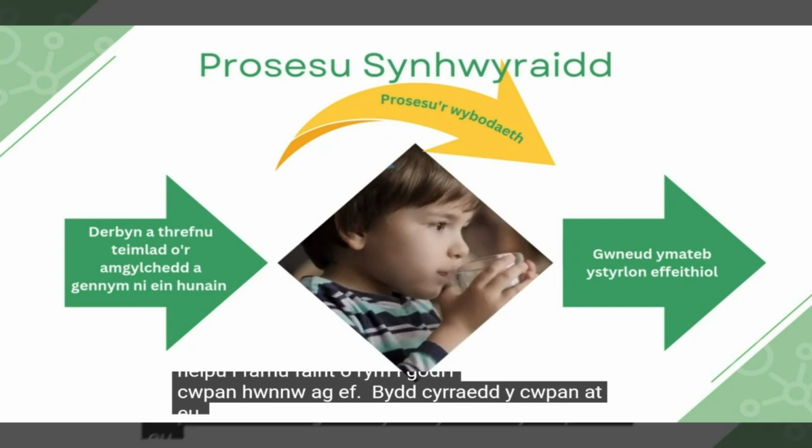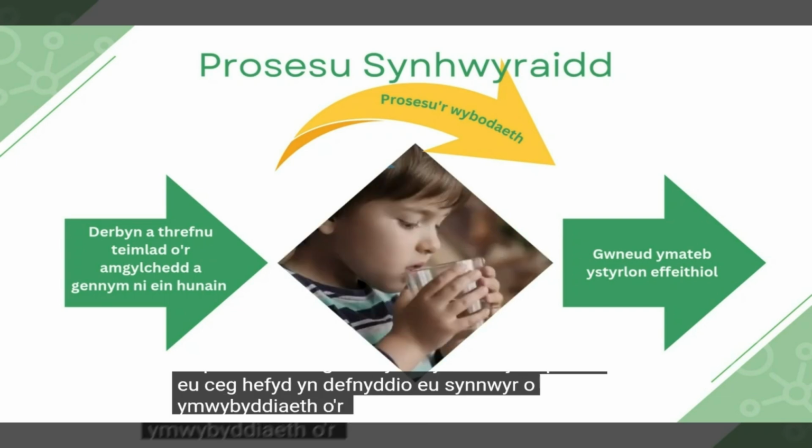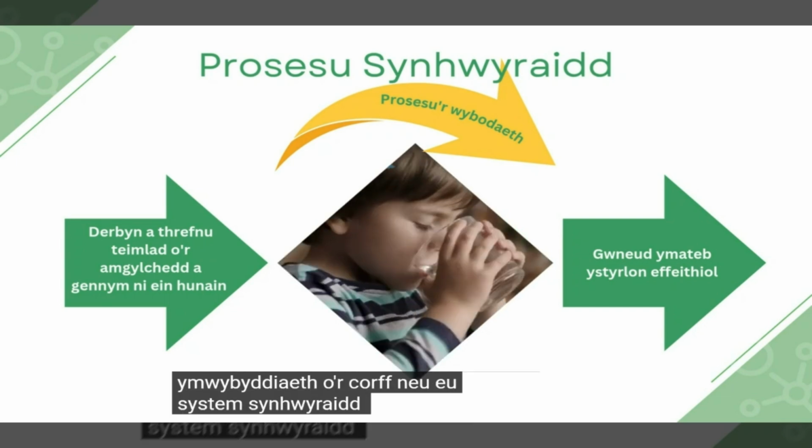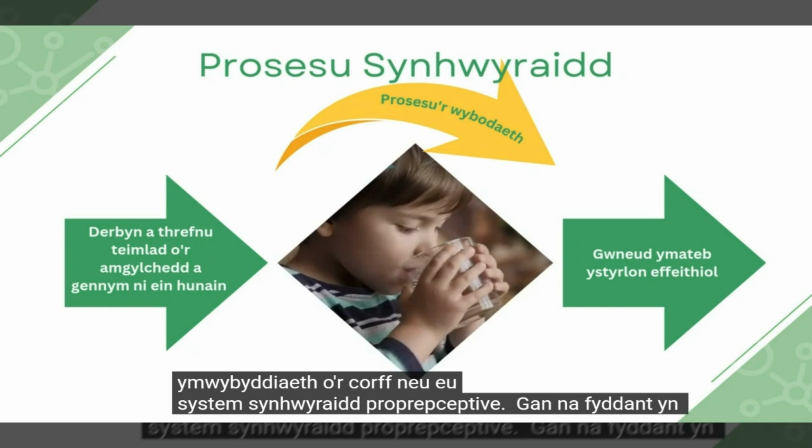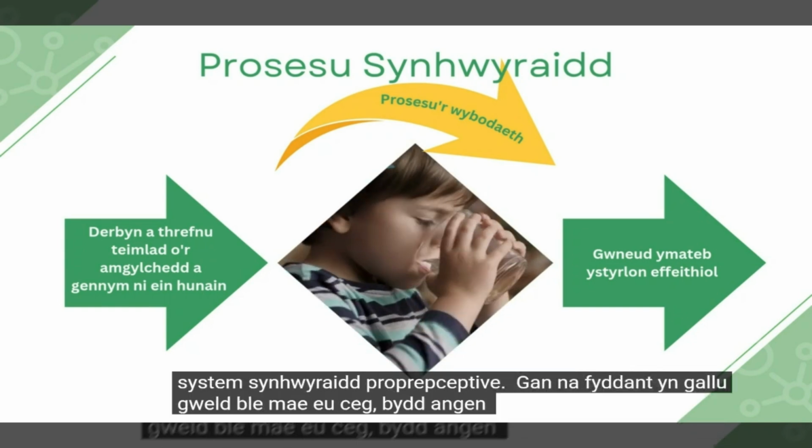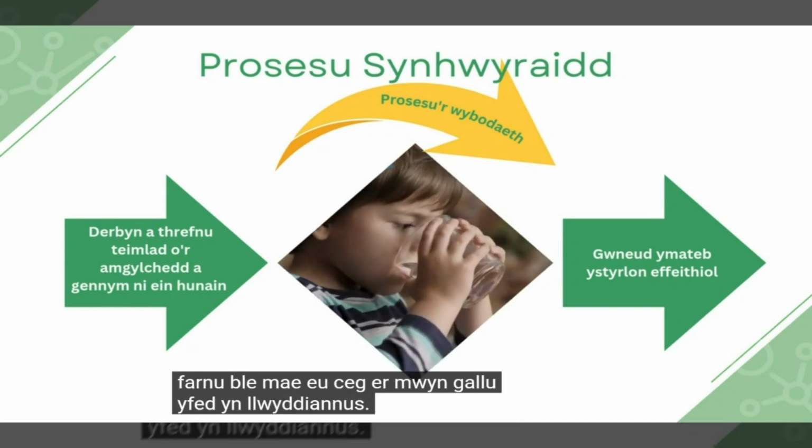Reaching the cup up to their mouth will also use their sense of body awareness, or their proprioceptive sensory system. As they won't be able to see where their mouth is, they'll need to judge where their mouth is to be able to drink successfully.